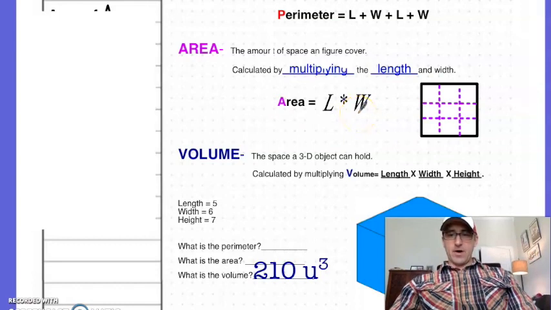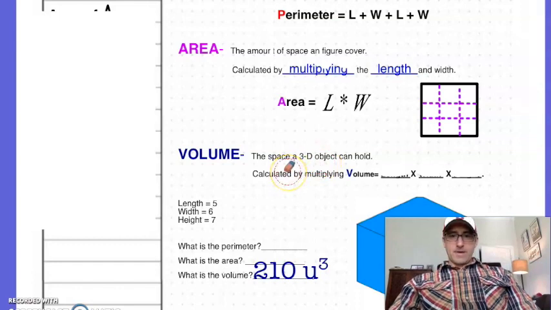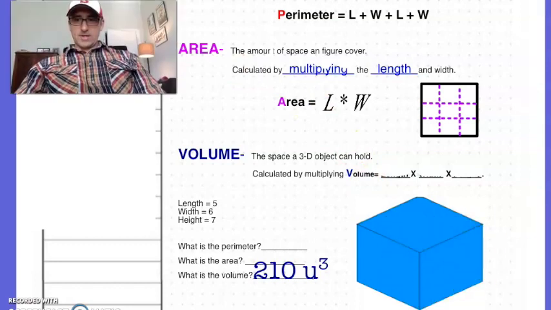When we talk about volume, we're going to add a third dimension in here. Volume is the amount of space that a three-dimensional object holds. We have our three-dimensional object. It's got length and width. What is that third dimension called? That's right, it's height. So volume is calculated by multiplying length times width times height.